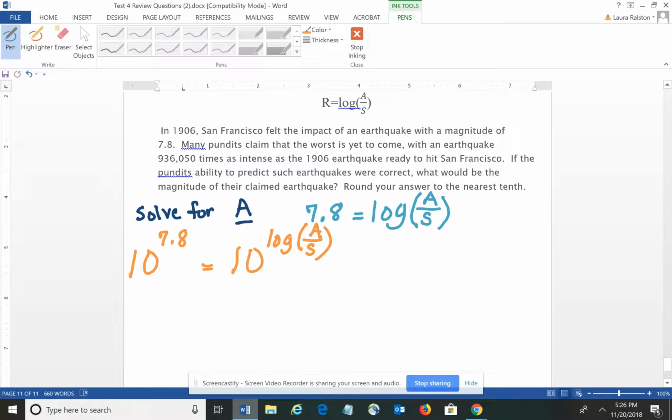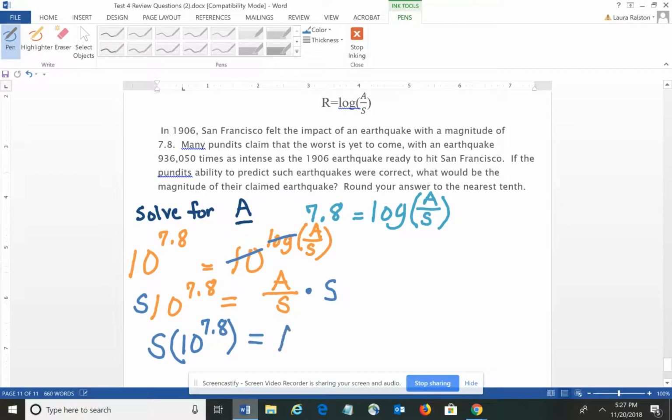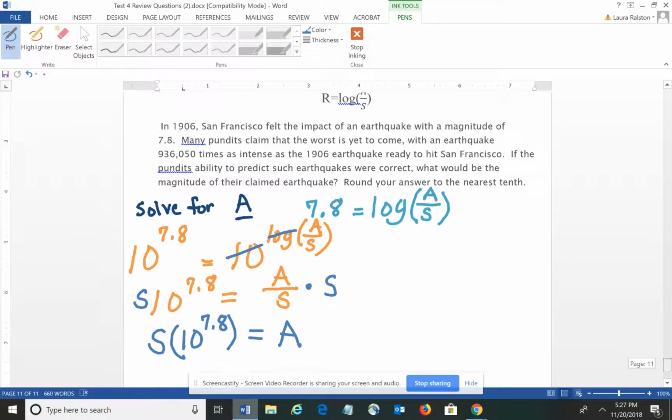So we have 10 to the 7.8 equals A divided by S, because the base 10 and the log cancel each other off, as they're inverses. Remember, I'm trying to solve for A, so I'm going to multiply both sides by S. The amplitude of the smallest wave times 10 to the 7.8 power corresponds to the amplitude of the earthquake.